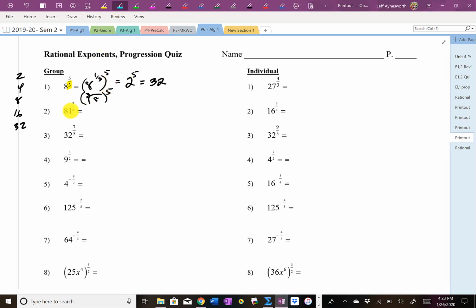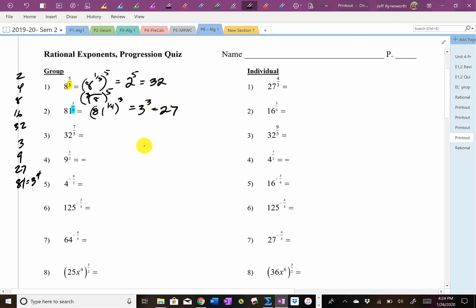On the next one here, I see 81 to the 3/4 power, so the 4th power is the 4th root. So really this is 81 raised to the 1/4 power, and then raised to the 3rd power. All right, we know that 1/4 times 3 is 3/4. So the 4th root of 81 is 3, all right, because we know that 3 to the 4th is 81. 3, 9, 27, 81. That's equivalent to 3 to the 4th. So we take the 4th root of 81, which is 3, and then I cube it, and I get 27.